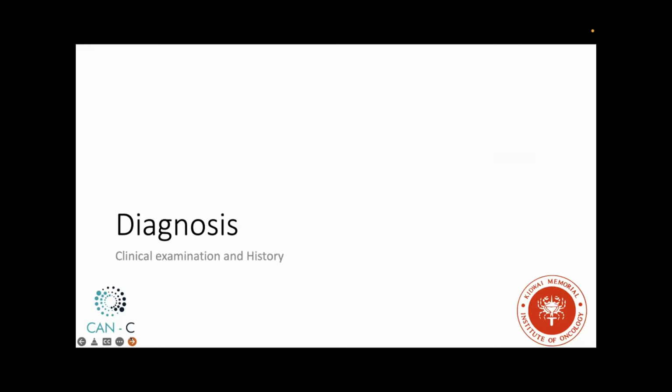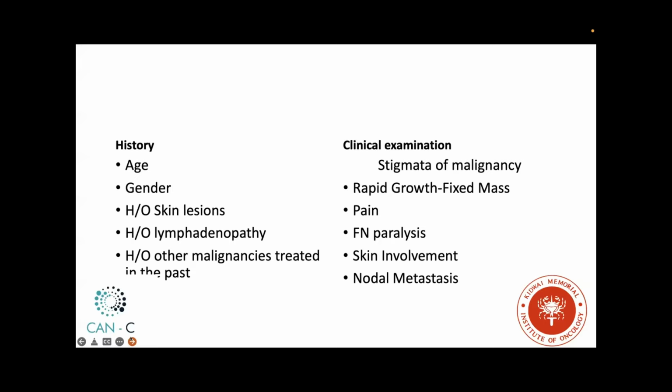Basically, the diagnosis of a parotid neoplasm is based on clinical examination, history, tissue diagnosis, and imaging. So in history, age and gender, I'll explain about it later, but a history of skin lesions, lesions elsewhere in the head and neck, lymphadenopathy elsewhere in the body, or any history of malignancies in the past, all help us in differentiating a primary parotid neoplasm from a neoplasm that has metastasized to the parotid.